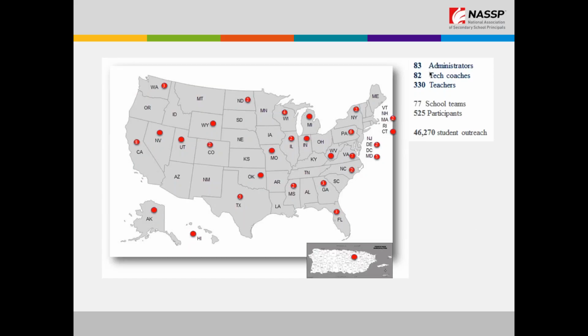Currently, since last September, we've run 3 cycles, and you can see here some of our impacts. We've had 330 teachers, 82 tech coaches, 83 administrators. That is 525 participants across the country. And that student outreach is over 46,000 students. And that number is constantly growing as we are seeing more and more schools filling out applications, and we look forward to the 4th cycle, which will begin in October, and the number of students that we can impact as a result of that.